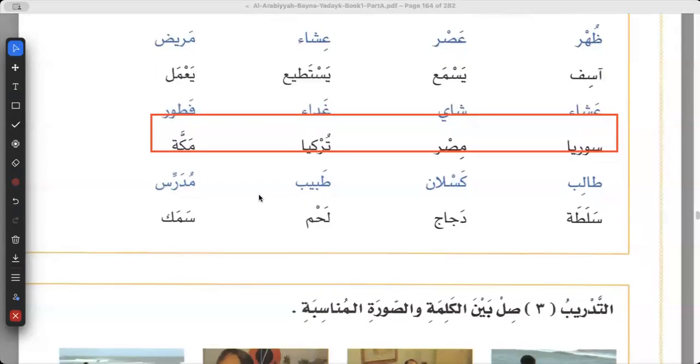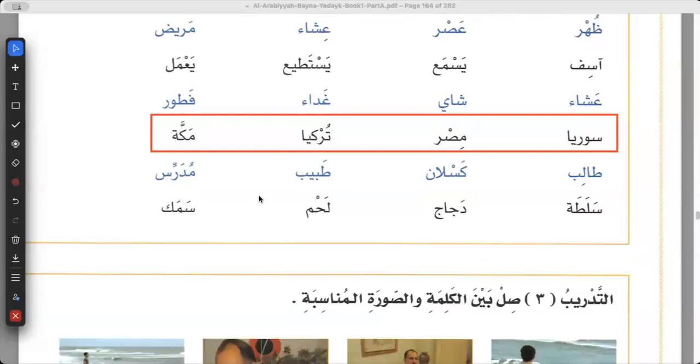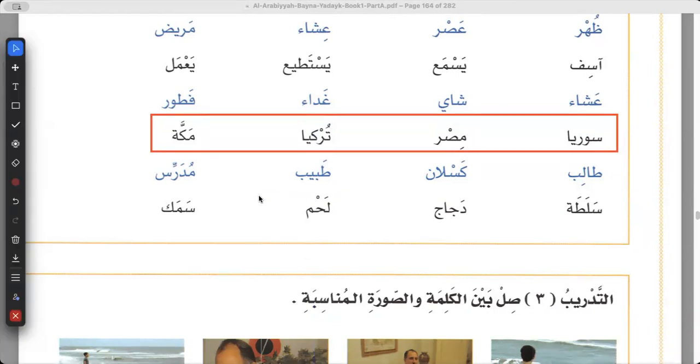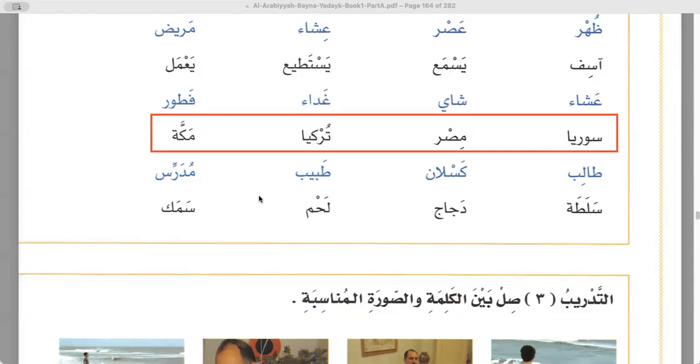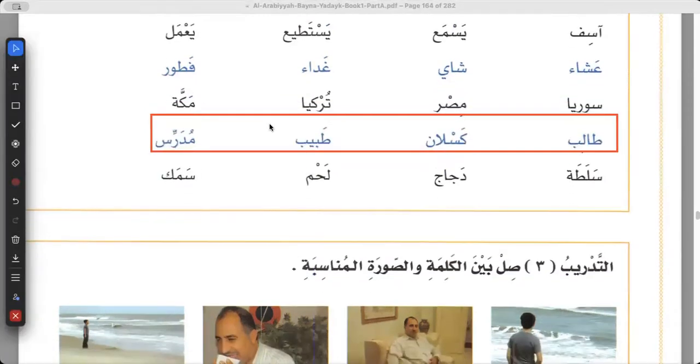Now let's move to the next one. Syria, Misr, Turkey, Mecca. This is technical. Makkah. Why do you choose Mecca? Because others are countries. Mecca is a town. MashaAllah. Barakallah.